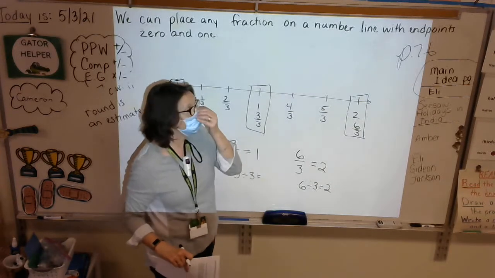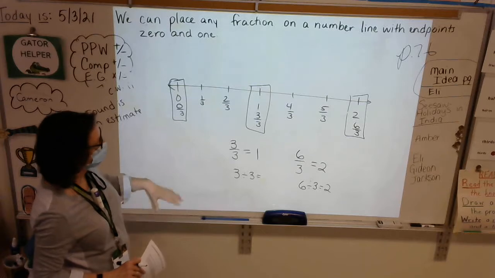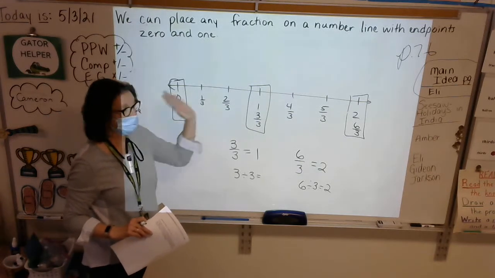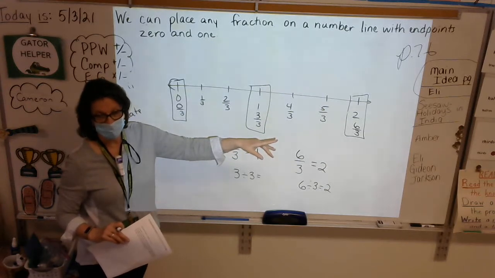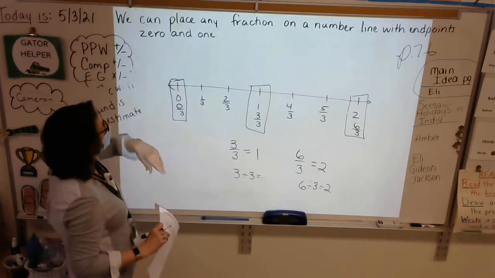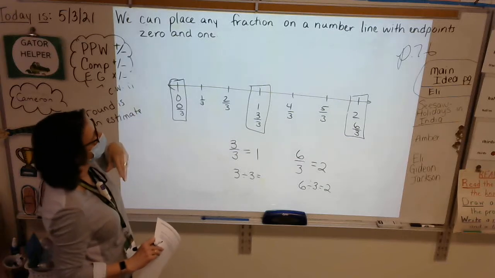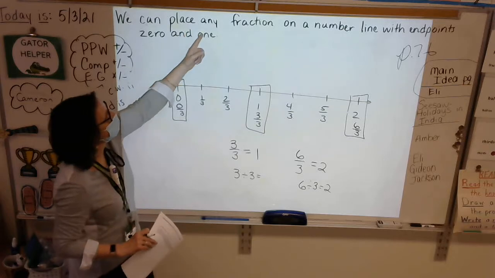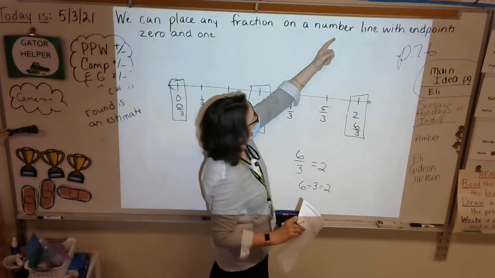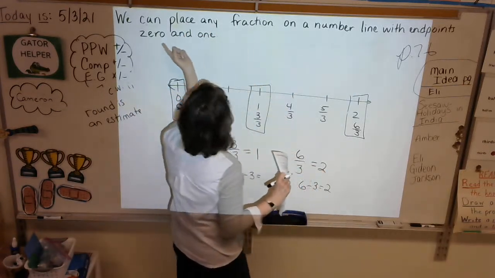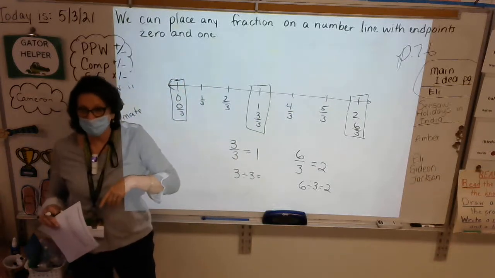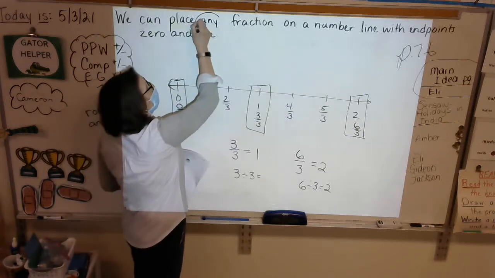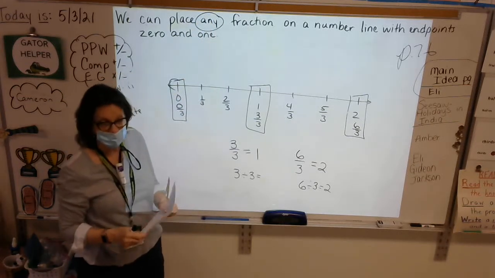All right. So let's read our learning target because I got a little bit off track, but I wanted to show you how cool whole number fractions work and how we could skip count beyond 1 with fractions on our number line. So we're going to read our learning target on the count of 1, class. 3, 2, 1. We can place any fraction on a number line with endpoints 0 and 1. So last week we were doing unit fractions. This week the only thing that changed is the word any fraction on a number line 0 to 1.